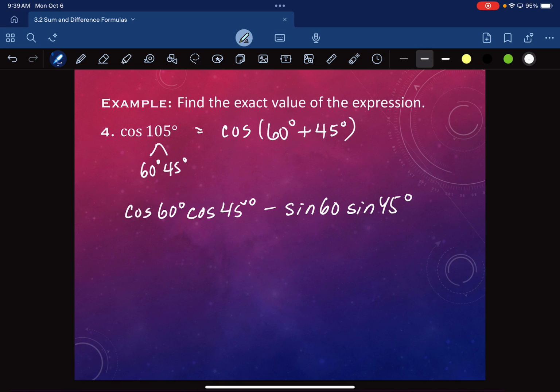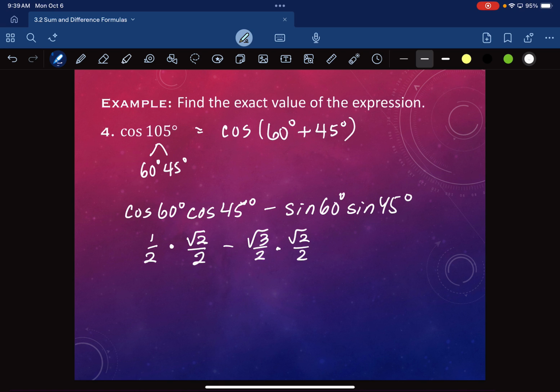Unit circle, cosine 60. What is the cosine of 60 degrees? It is 1/2. What's the cosine of 45 degrees? Square root 2 over 2. Right, good. Okay, now we're going to do sine of the same thing. Sorry, that angle measure was left off. What is the sine of 60 degrees? Square root 3 over 2. And what is the sine of 45 degrees? Square root 2 over 2.